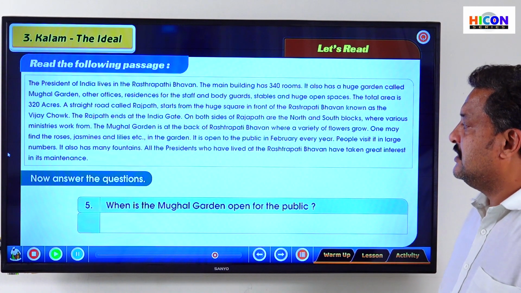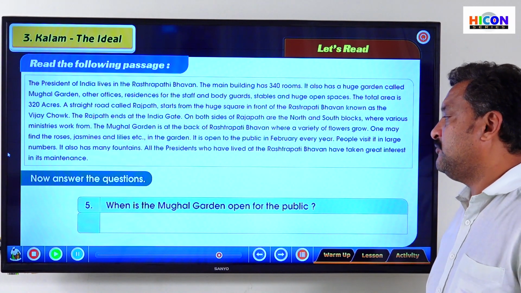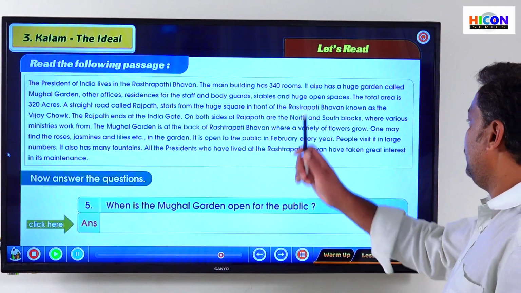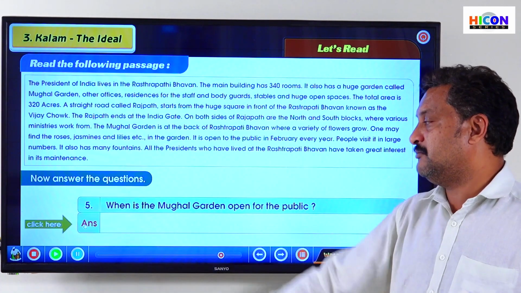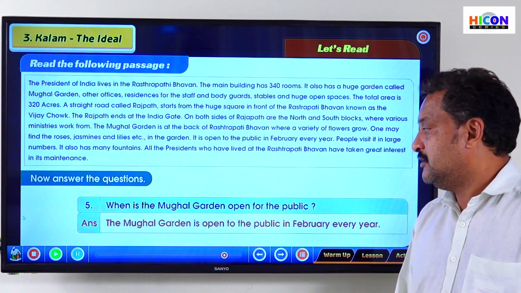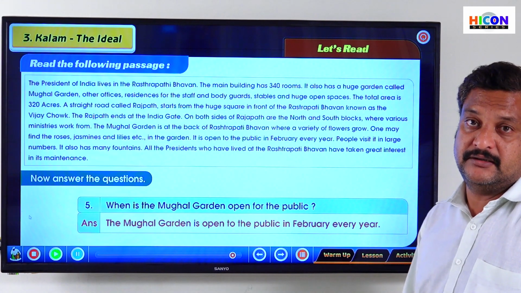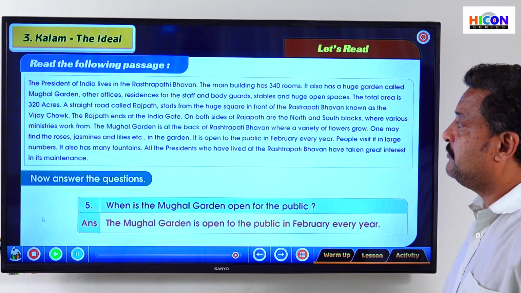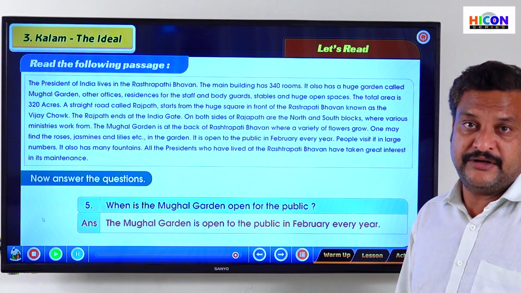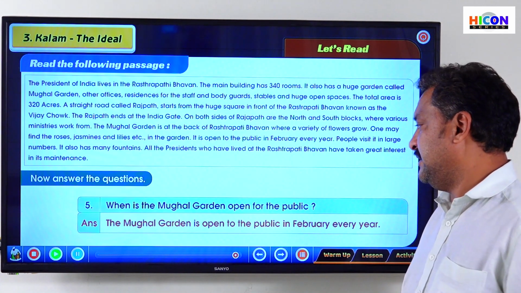The next question, when is the Mughal Garden open for the public? I just told you here. It's open for the public only in the month of February. The Mughal Garden is open for the public in February every year. It's open for everybody during that time.